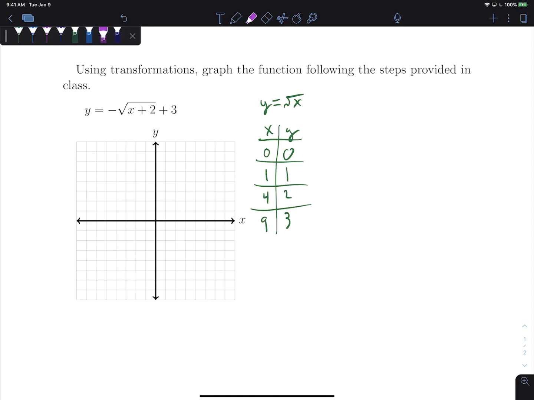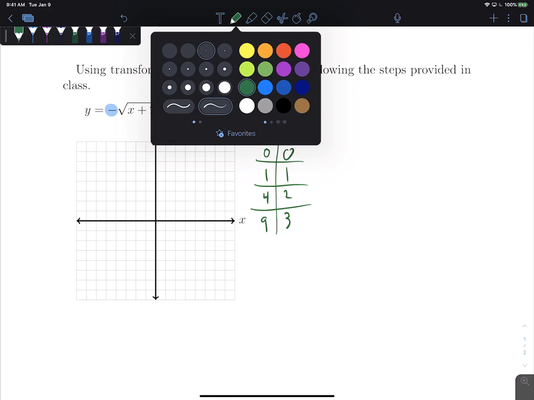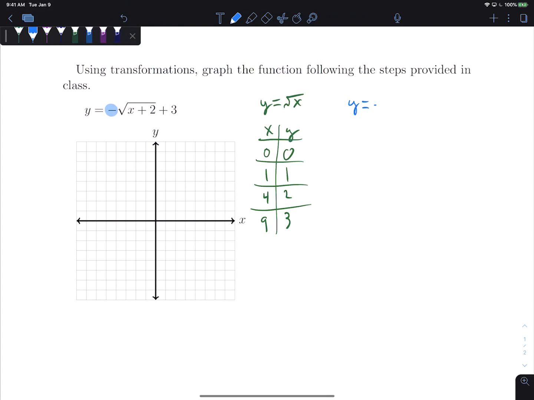Looking at this, we have different transformations. There is a transformation right here on the outside of the radical. That's going to give me y equals negative square root of x. And that'll give me a new xy table. Now, notice that the negative is on the outside, so it affects the y value. And since it affects the y value, the x values will stay the same. And notice that it is a negative on the outside, so it changes the y value signs. That's going to give me 0, negative 1, negative 2, and negative 3.